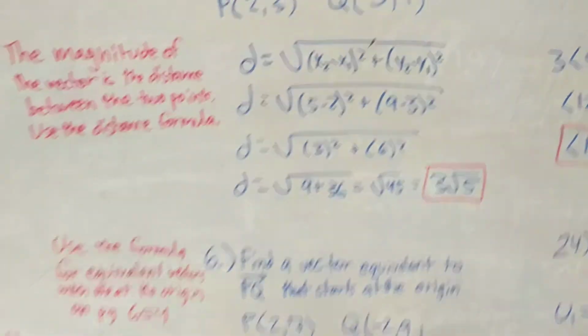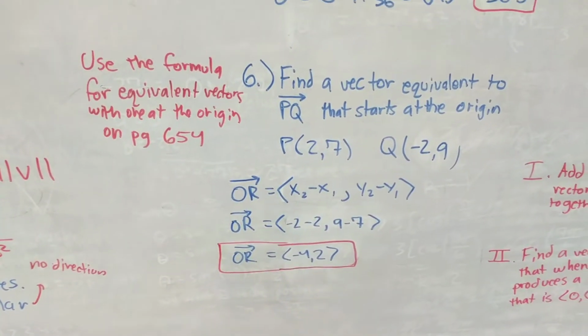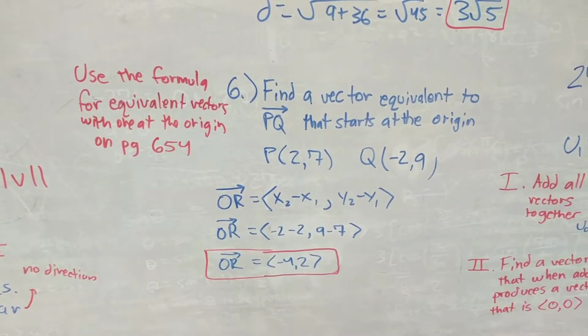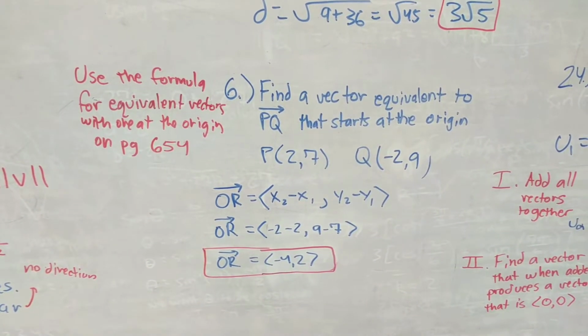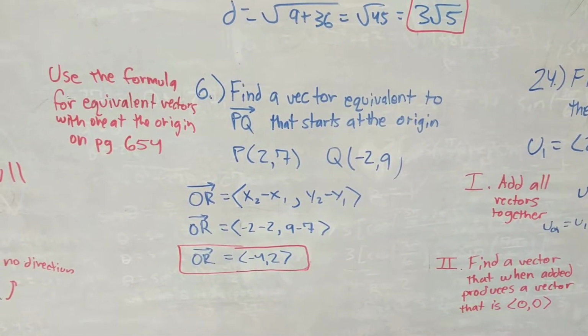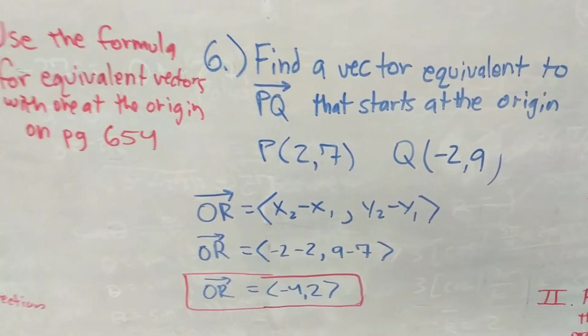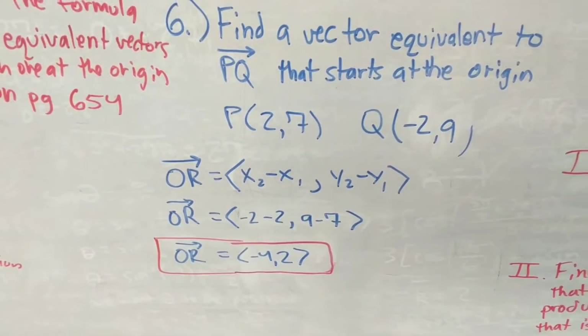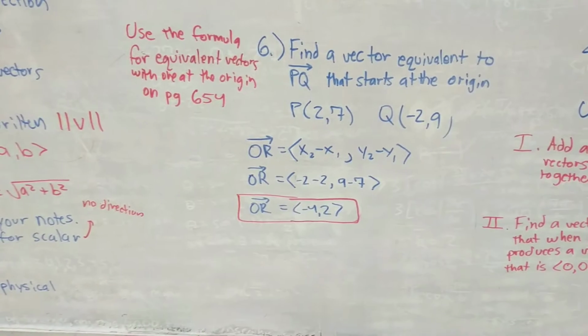All right? Now, this question asks us to find a vector equivalent to PQ that starts at the origin. You need to use the formula that's on page 654. All it asks you to do is say that x2 minus x1, y2 minus y1. So distance formula minus a step.